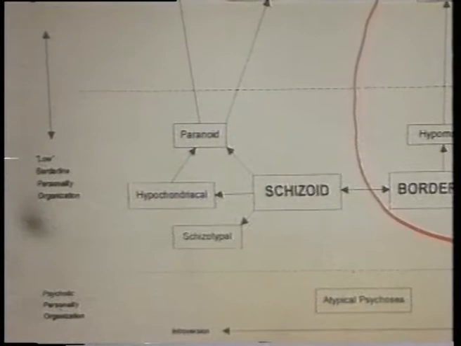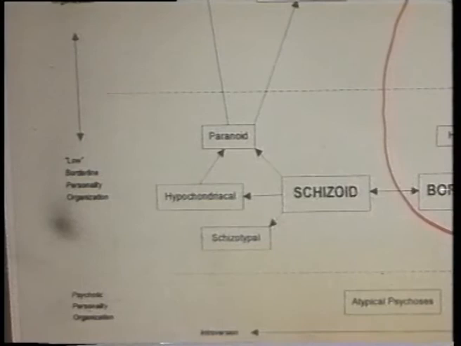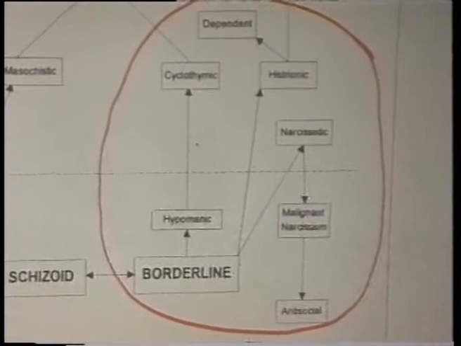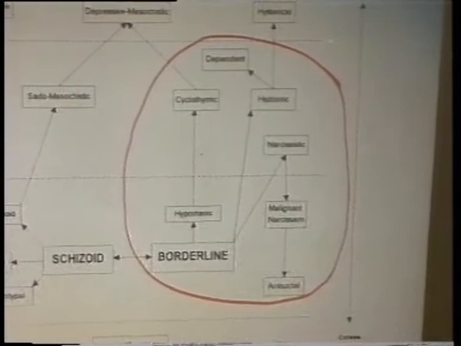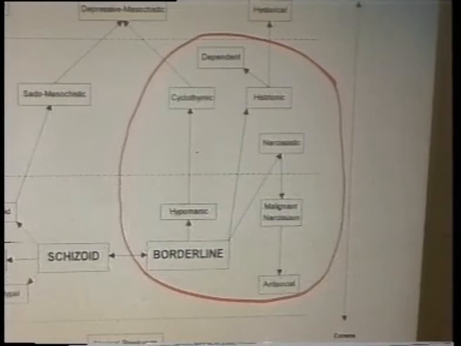So, the treatment I'm going to talk to you about is a treatment of patients inside this red area. And that is a modified psychodynamic treatment. And it's modified for people at borderline personality organization, whether high or low. Does that make sense?